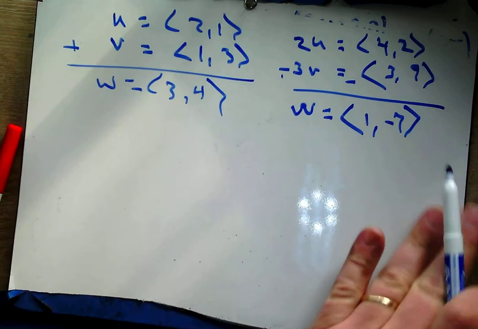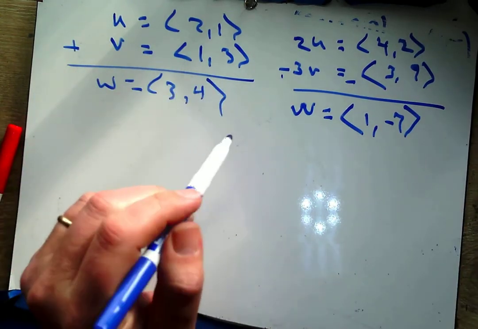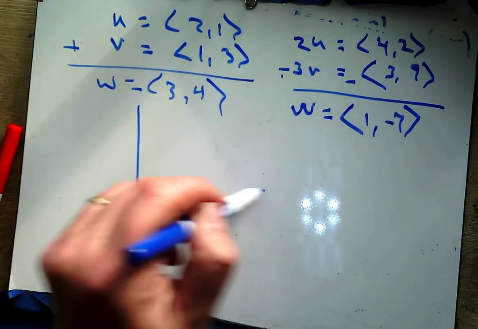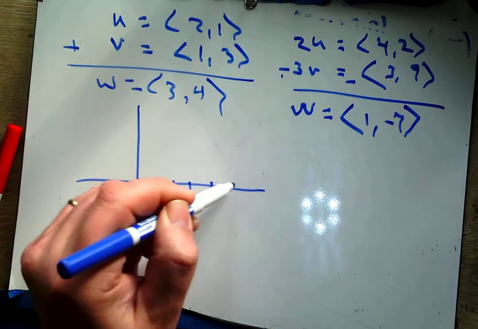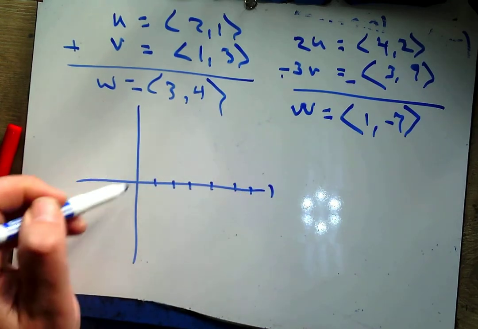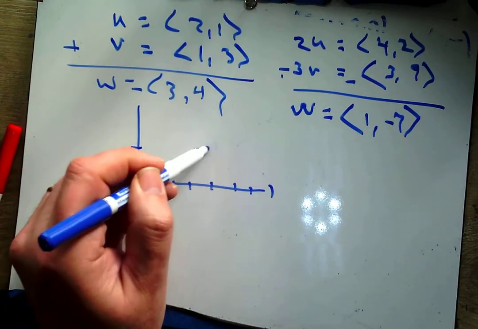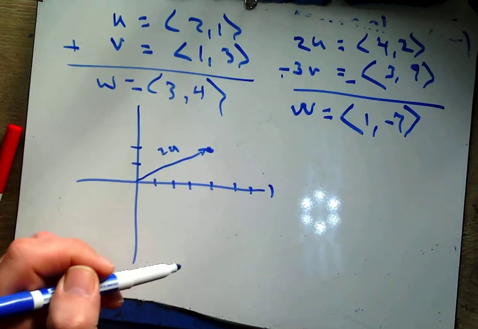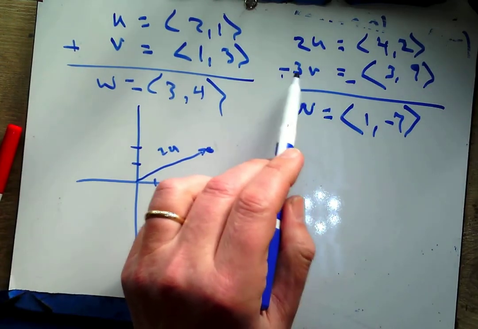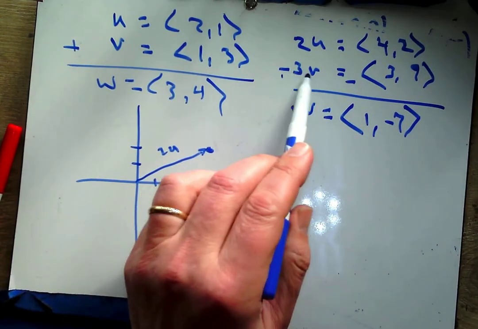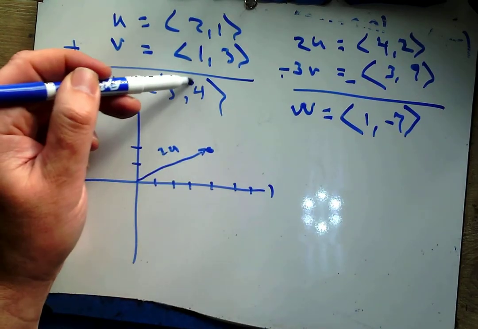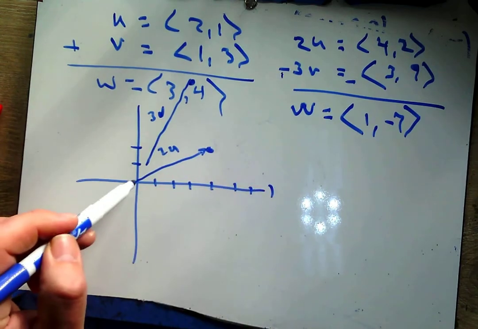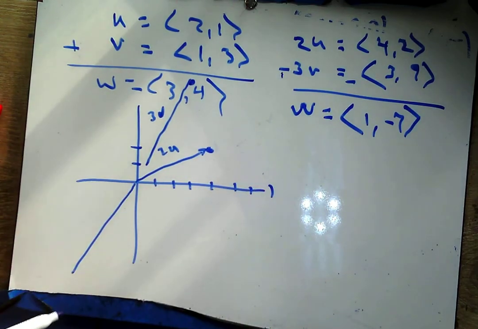And again, they want me to draw these things. Okay, so we know that this is U, so 2U says go over 4 and up 2. That's my 2U. But now I'm supposed to subtract 3V. So 3V would be go over 3 and up 9. That's 3V, but we want minus 3V, so that's going to go like that.